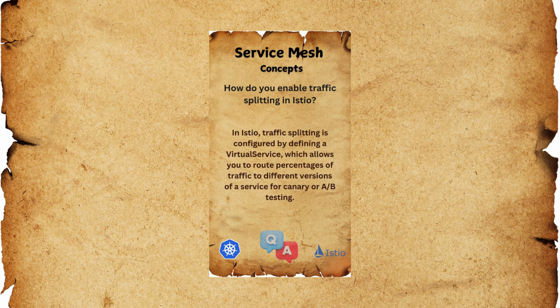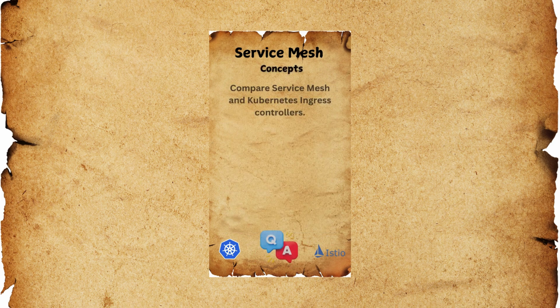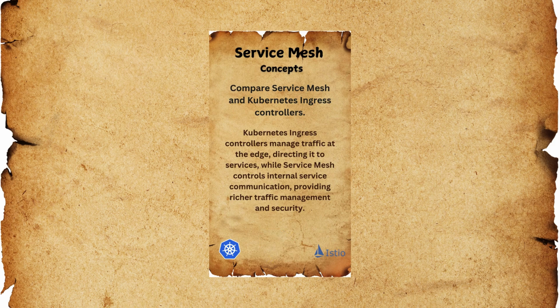In Istio, traffic splitting is configured by defining a virtual service, which allows you to route percentages of traffic to different versions of a service for canary or A/B testing. Compare service mesh and Kubernetes ingress controllers. Kubernetes ingress controllers manage traffic at the edge, directing it to services, while service mesh controls internal service communication, providing richer traffic management and security.